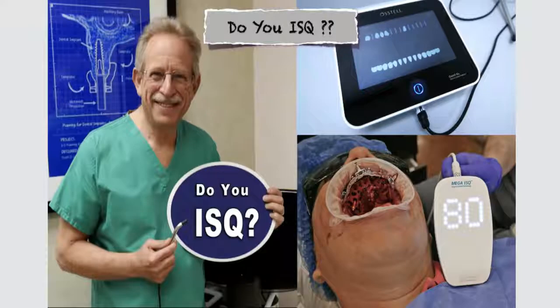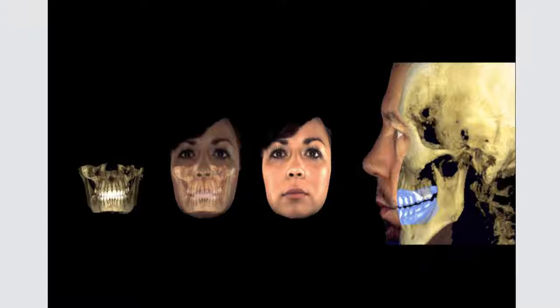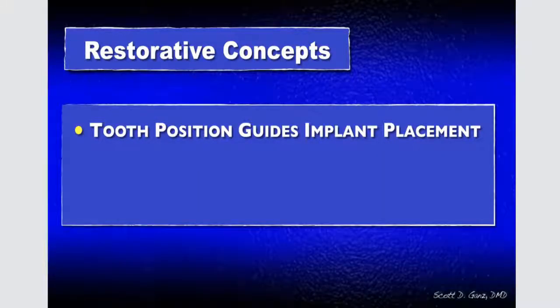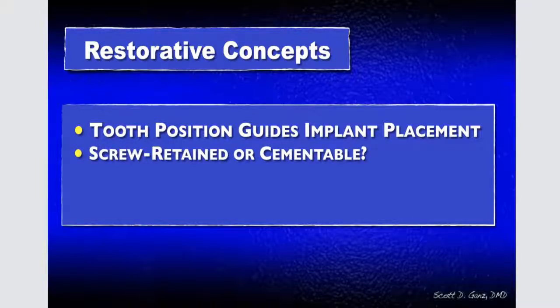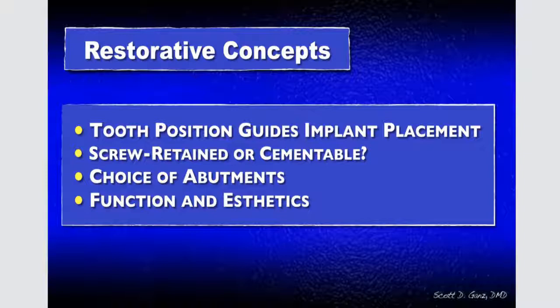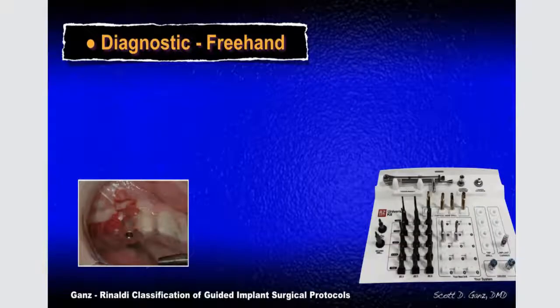And the answer should be yes, because the objective values that we get from implant stability quotients give us that confidence that we can load an implant. Of course, imaging technologies are changing, allowing us to do wonderful things, but there is a basic concept that we have to have as a foundation and a philosophy, and that is that the tooth position should always guide implant placement. We should determine screw retained or cementable before we touch the scalpel to the patient. We should know which abutments we're going to use, and obviously our goal is to deliver the best function and aesthetics for our patients for every case.